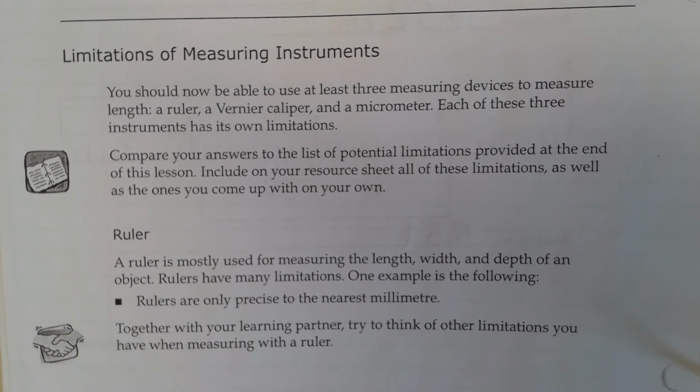A ruler is mostly used for measuring length, width, and the depth of an object. Length times width times height, right? Volume, for the most part. You don't go beyond those 3 measurements. Rulers have many limitations. First, they're only precise to the nearest millimeter. And rulers have other limitations as well, certainly.